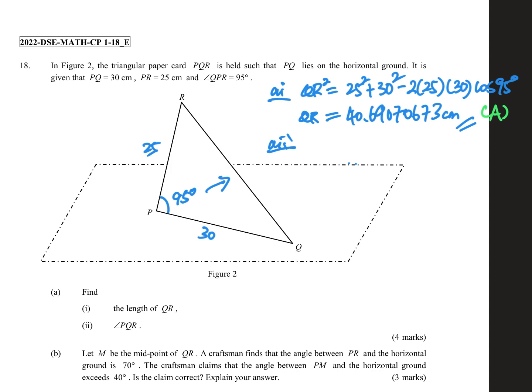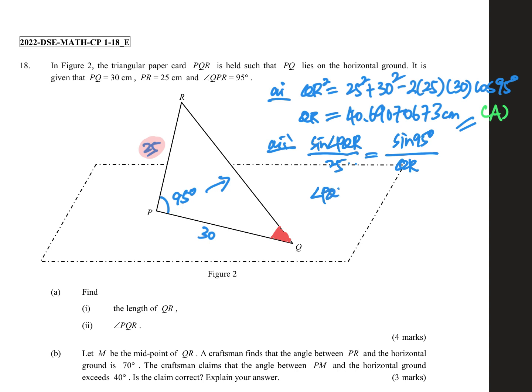Now we got QR. We want to find angle PQR, corresponding to this angle. Just now we got QR as well as 95 degrees. I think it's pretty clear, so I'll make use of the sine formula. So sine of angle PQR over 25 equals sine 95 degrees over QR.